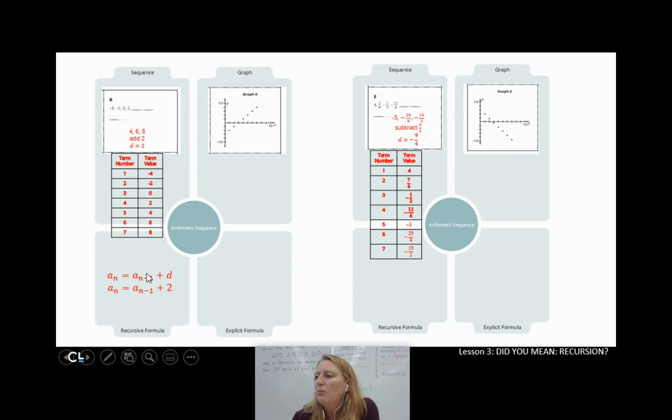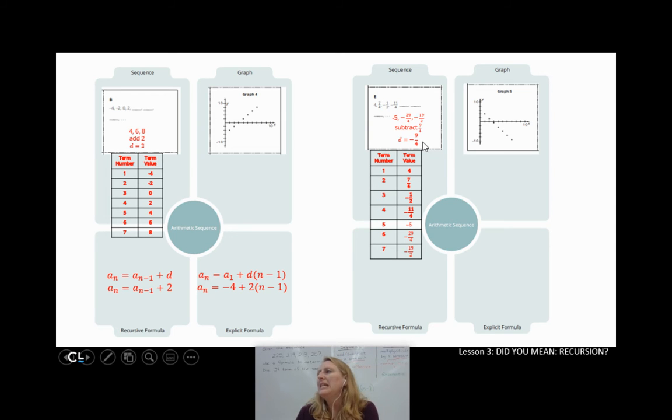So the recursive formula we said was a sub n equals a sub n minus 1 plus d. I do know what d is. This was doubling, right? We wrote down d equals 2. So I'm going to say the formula is a sub n equals a sub n minus 1 plus 2. Explicit formula, though, that one got a little more detailed. That's okay. I'm going to fill in what I know. I know the first term was a negative 4, right? That's where it started, was negative 4, plus my common difference 2. I don't know which term, so I'm just going to leave it here as a formula.